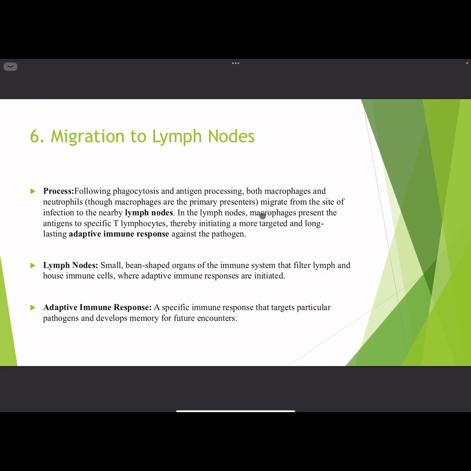In the lymph nodes, macrophages would present the antigens to specific T lymphocytes, thereby initiating a more targeted and long-lasting adaptive immune response against the pathogen, as we mentioned earlier. The adaptive immune response is a specific immune response that targets particular pathogens and develops memory for future encounters.